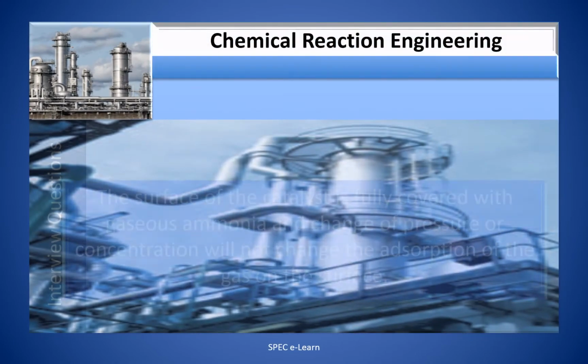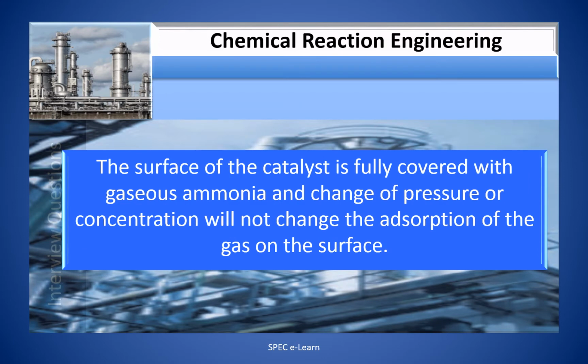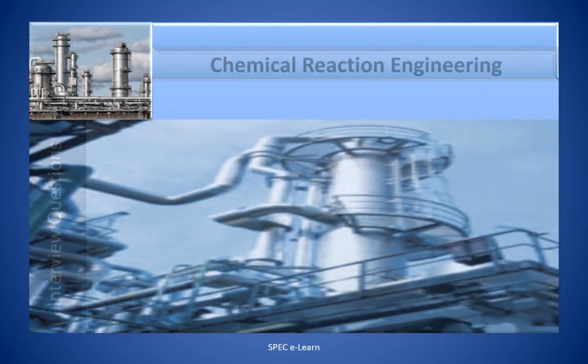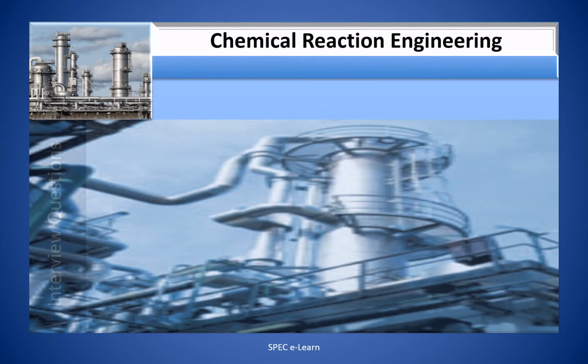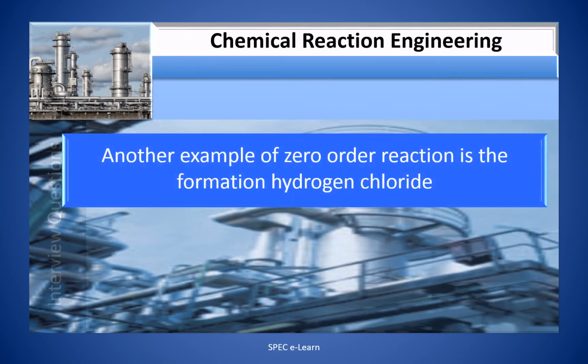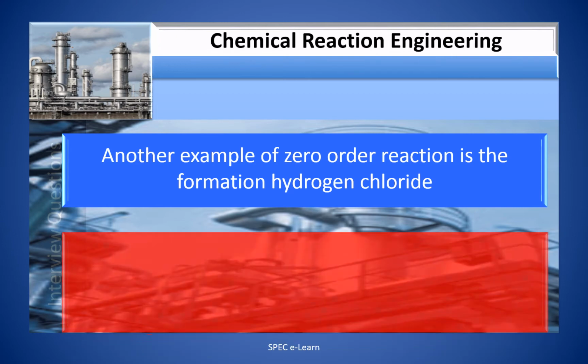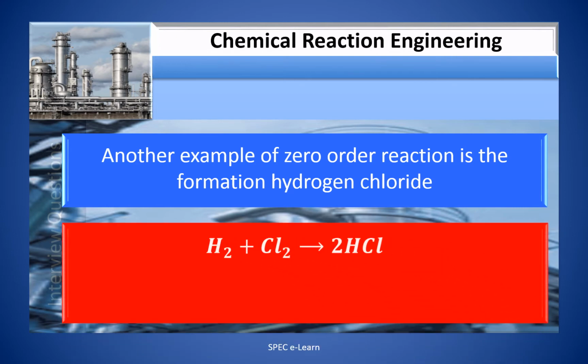The surface of the catalyst is fully covered with gaseous ammonia, and a change of pressure or concentration will not change the adsorption of the gas on the surface. Another example of a zero order reaction is the formation of hydrogen chloride from hydrogen and chlorine in accordance with the reaction shown below.